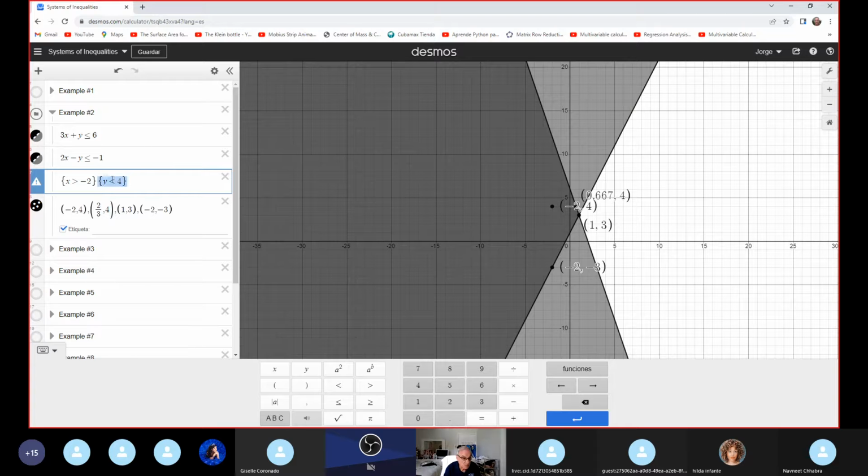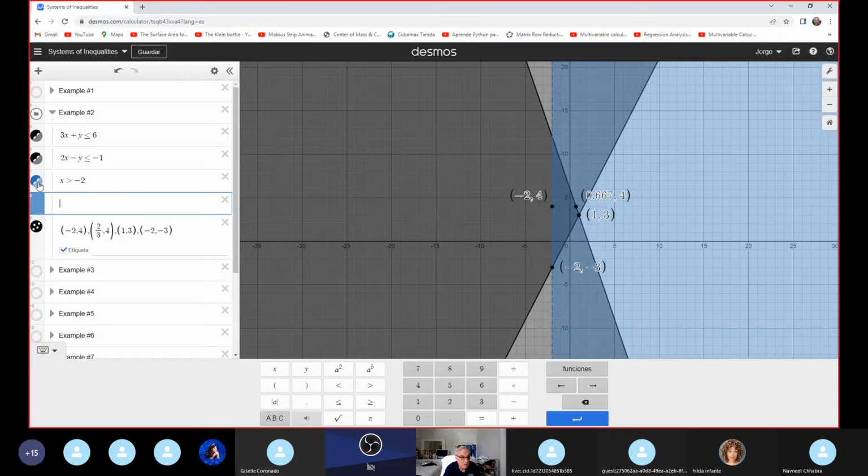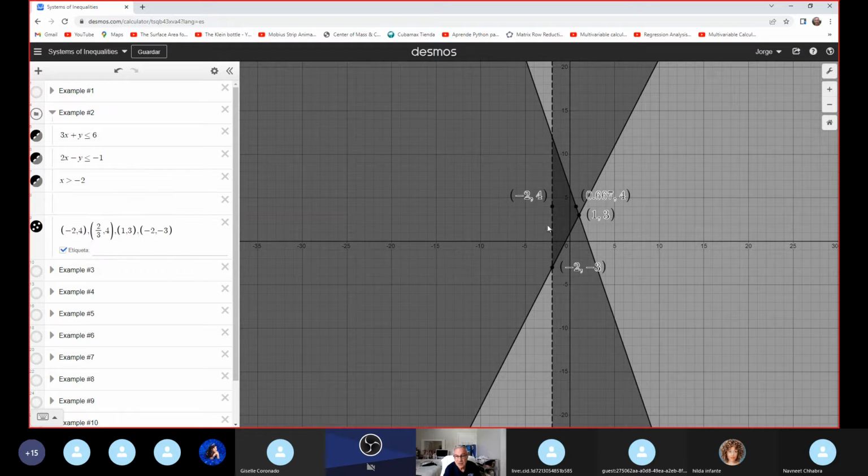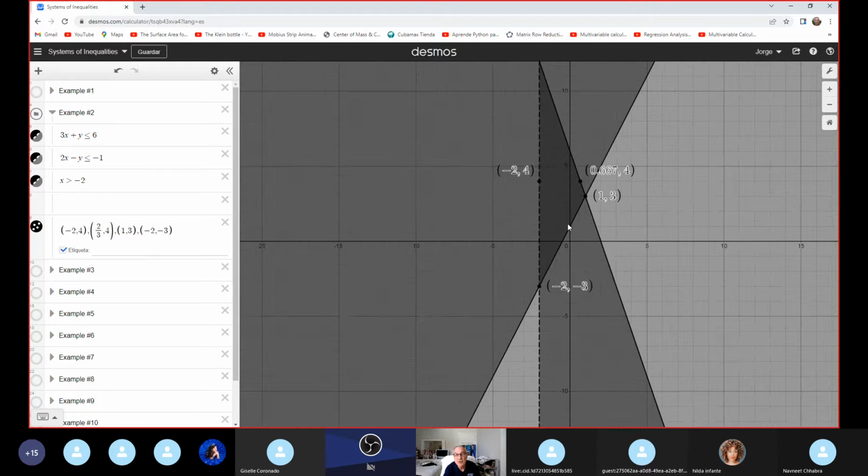Now I remove this. Control X. I remove the curly bracket and enter. And again black. Okay, black. Okay, you see a triangle, no? Something like that, a triangle.